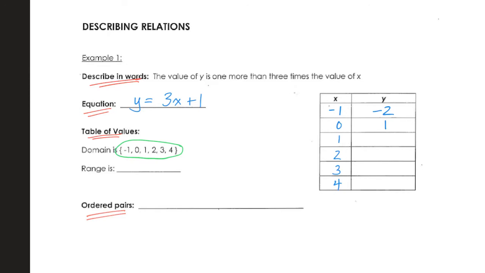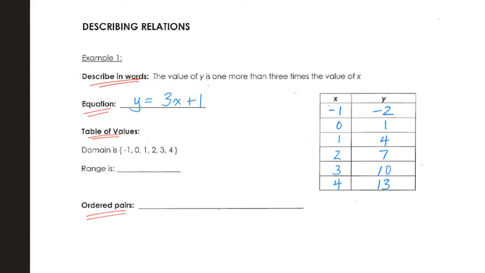Okay, we should get a little more confirmation as we go, that my next y value should be 4, my next y value 7, my next y value 10, and my last y value 13. So hopefully that matches up with our table. Okay, now that we have the table matched up, I think you can see that we can finish off our range.